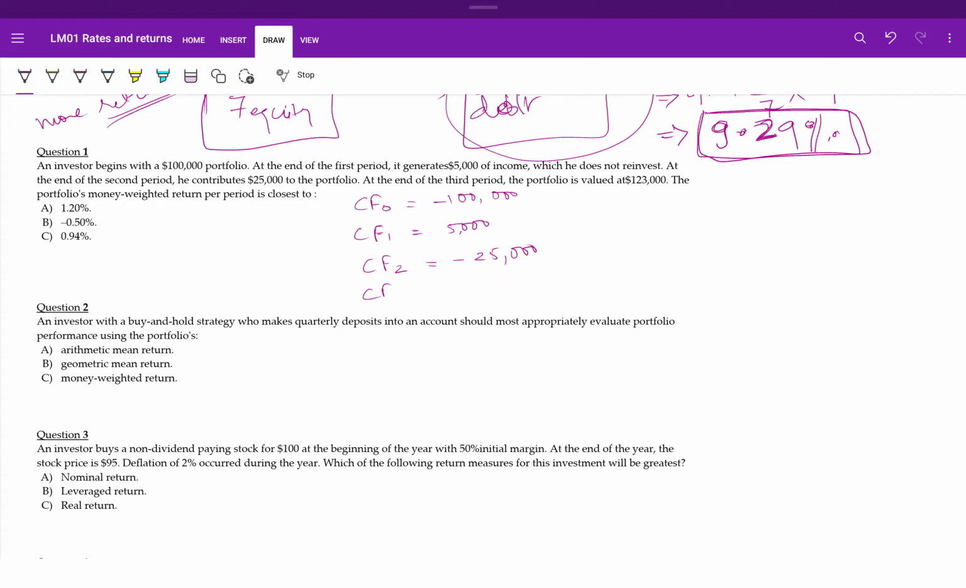Now at CF3, the portfolio is valued, and we are assuming that they have withdrawn all the money. So this is a cash inflow, and the other one is a cash outflow. They have invested and they have received. This is a positive, this is a negative. To solve these kinds of questions, let's use our calculator function.